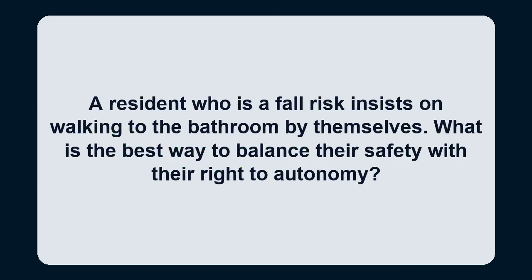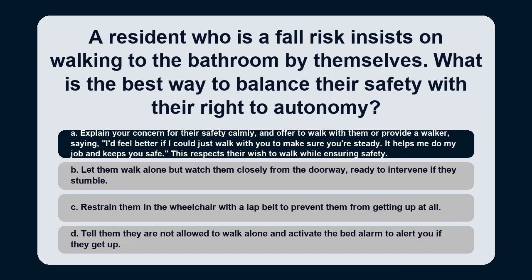Question 3. A resident who is a fall risk insists on walking to the bathroom by themselves. What is the best way to balance their safety with their right to autonomy? Option A. Explain your concern for their safety calmly and offer to walk with them or provide a walker, saying, "I'd feel better if I could just walk with you to make sure you're steady. It helps me do my job and keeps you safe." This respects their wish to walk while ensuring safety.